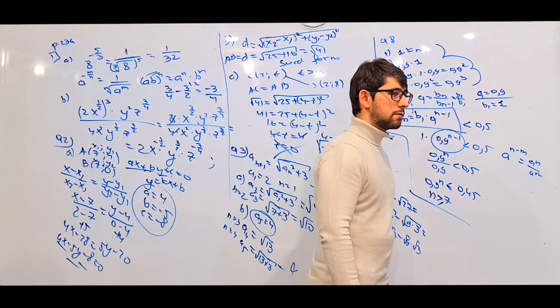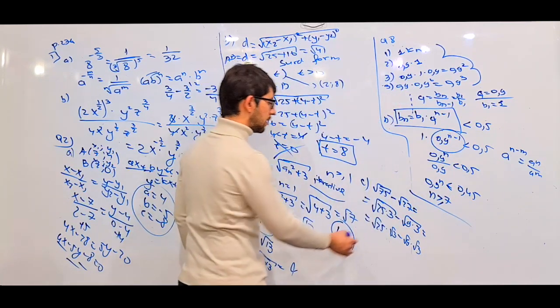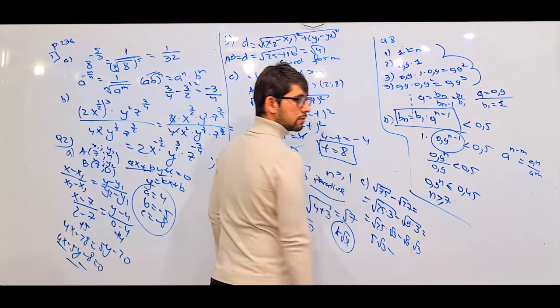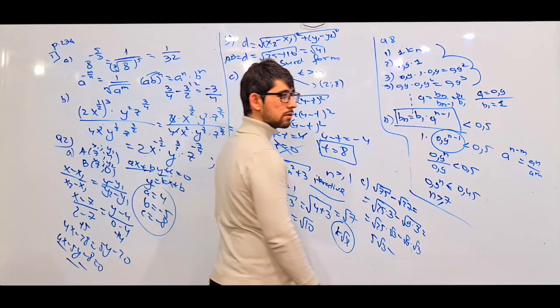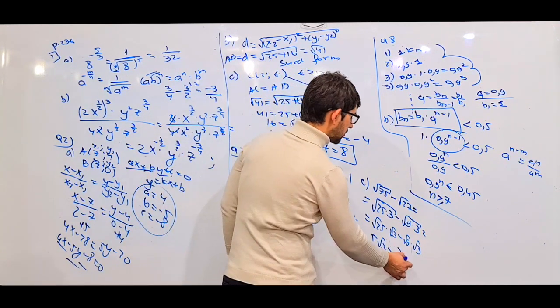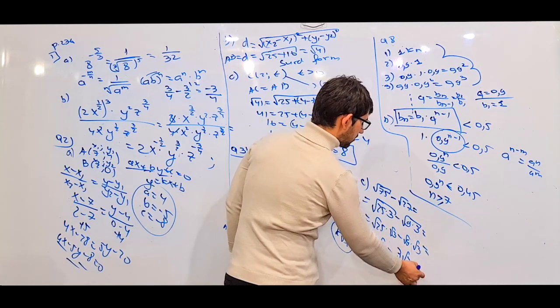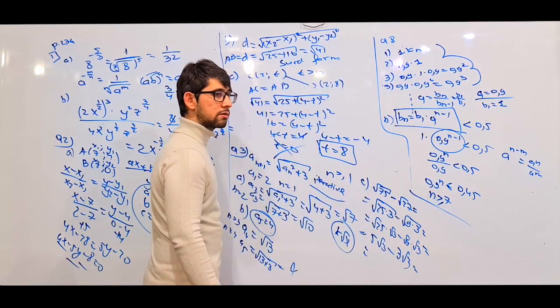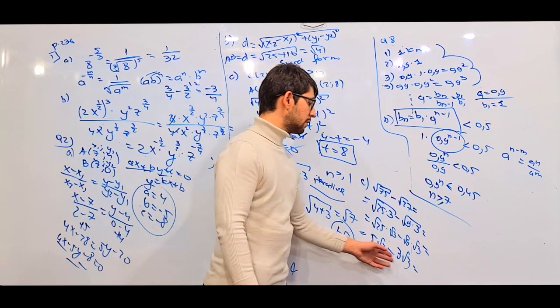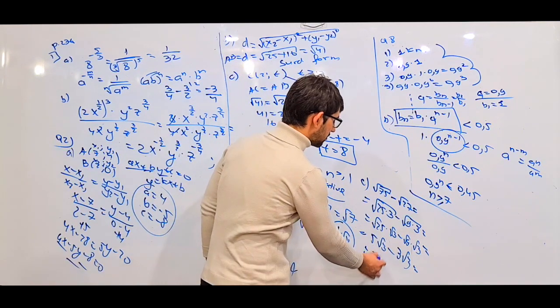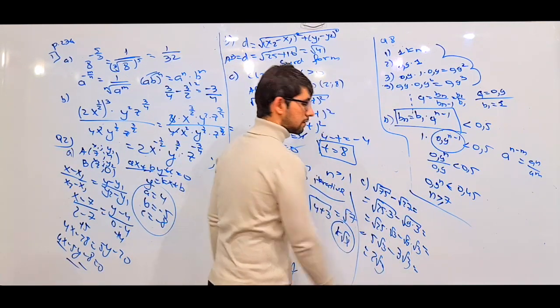Shahra, what is the square root of 25? 5 square root of 3. What is the square root of 9? 3. 3 square root of 3. What is your result, Shahra? 5 square root of 3 minus 3 square root of 3, 2 square root of 3. Right?